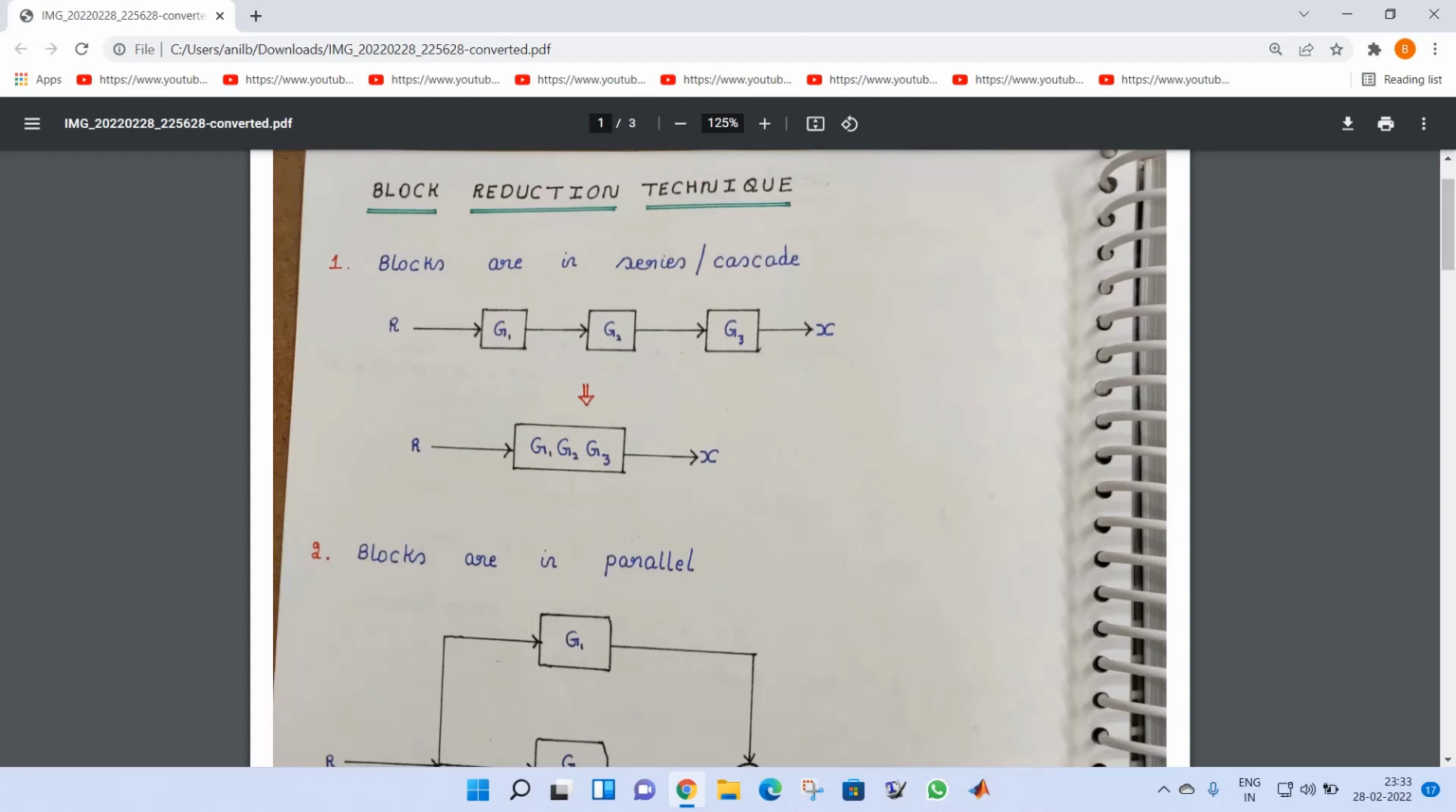So this is the first video on control system. In this video I'm going to introduce the block diagram reduction technique. Initially, I'm going to speak about some important rules related to the block diagram reduction technique.